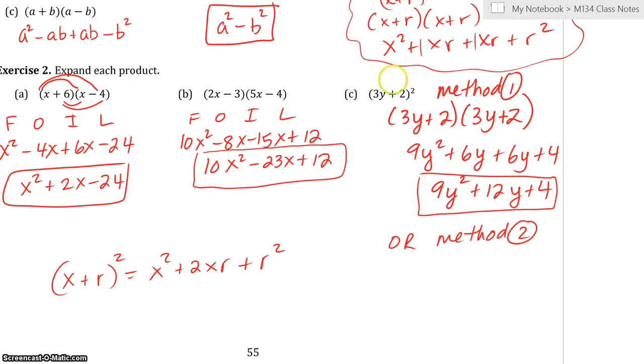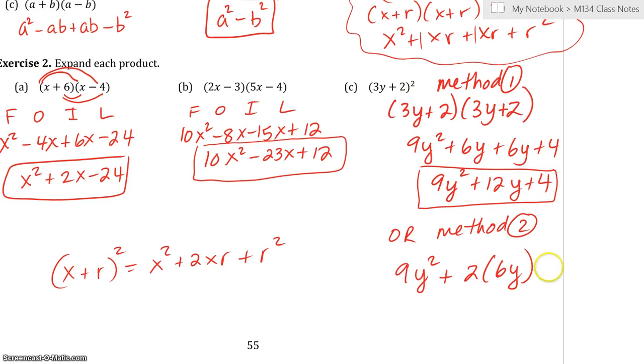So, if we thought about this, we could square this. That would be 9y squared. And then we can multiply this because it's multiplied here. So that would be 6y, but we double it. 2 times 6y. There's where we got the 12y. And then we squared the last one, which 2 squared is just 4. So 9y squared plus 12y plus 4.